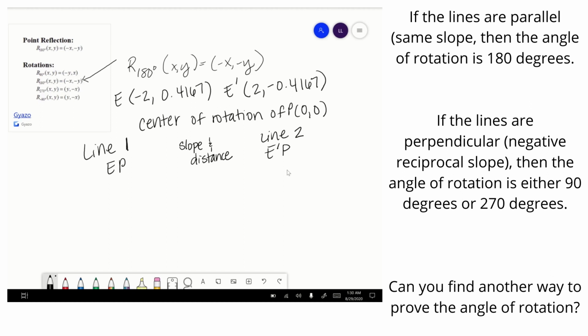All right, so let's start with the slope. Remember, the slope formula is y2 minus y1 over x2 minus x1. And the distance formula is going to be the square root of x2 minus x1 squared plus y2 minus y1 squared. All right, so let's do it. Let's go ahead and label our points first.